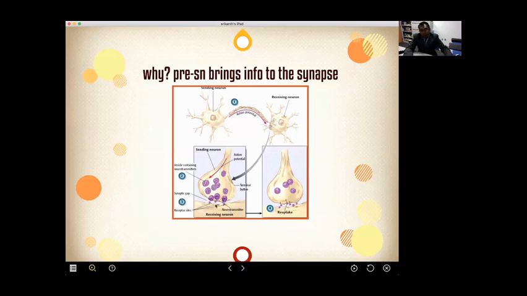And usually, when you have a synapse, you have a presynaptic neuron and a postsynaptic neuron, and the presynaptic neuron's axon participates in the synapse, and the postsynaptic neuron's dendrite, or the cyton, would participate in the synapse.